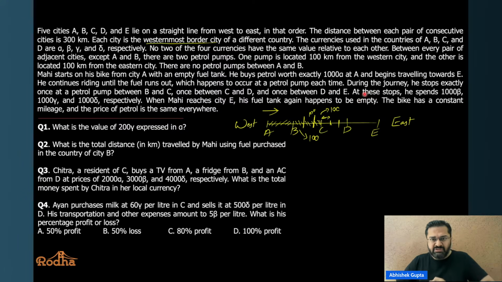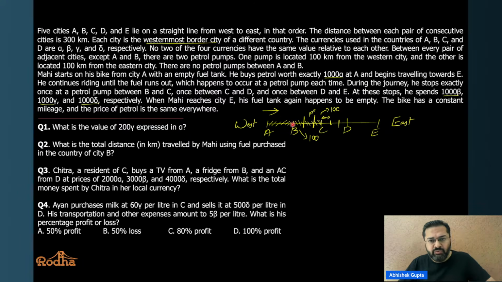Let's read the last part as well. At these stops, he spends 1000 beta, 1000 gamma, and 1000 delta respectively. Now, you know what's happening? Here he spent 1000 alpha, that was written here. ये जो लिखा हुआ था यहाँ पर amount, fine. And when he moves forward, तो यहाँ पर 1000 beta, 1000 gamma, 1000.